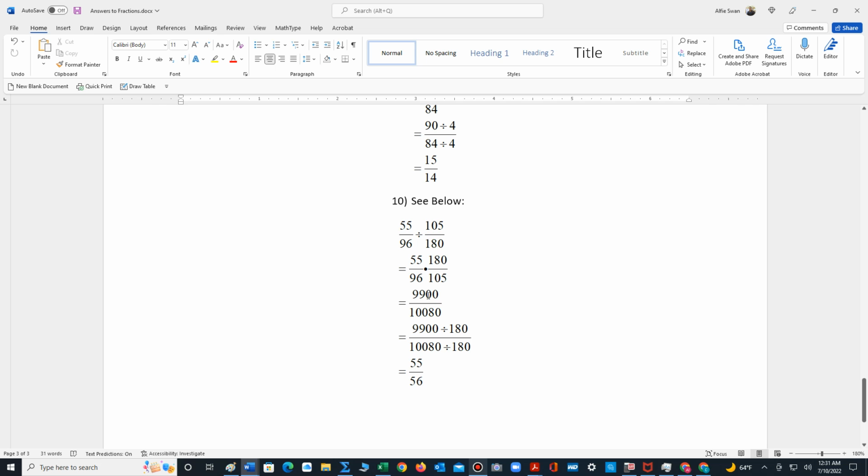It turns out that 180 is a common factor. So we divide 180 from the numerator to get 55 and divide 180 from our denominator to get 56. And that concludes the video.